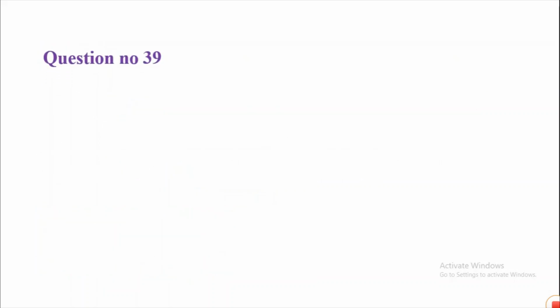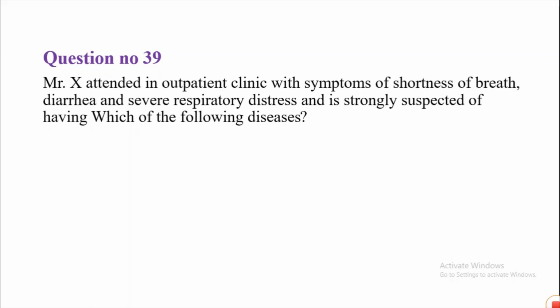Question number 39. Mr. X attended an outpatient clinic with symptoms of shortness of breath, diarrhea, and severe respiratory distress, and is strongly suspected of having which of the following diseases? Number A, coronavirus. Number B, swine flu. Number C, Zika virus. Number D, hepatitis.